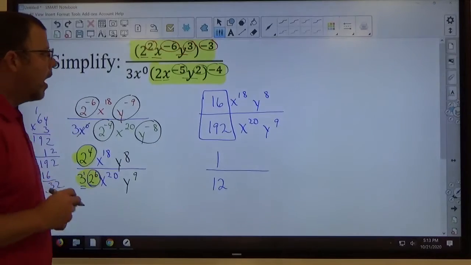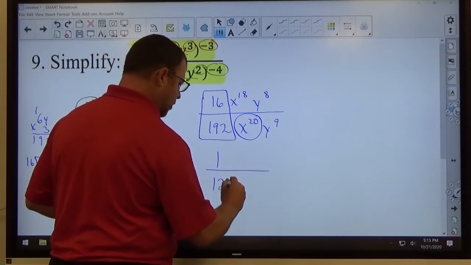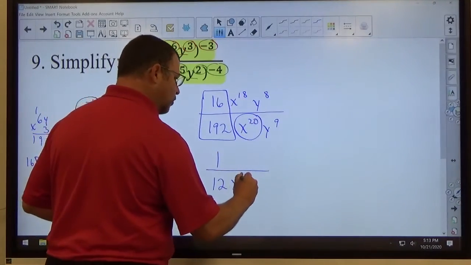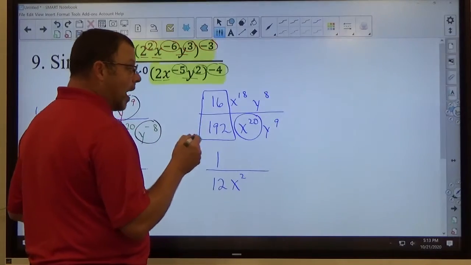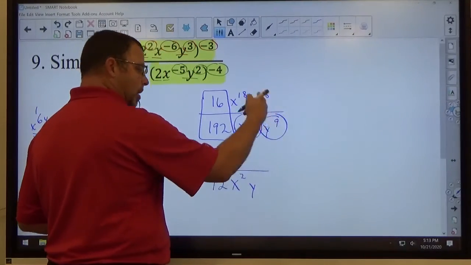All right. X belongs wherever the higher power is. This is the higher power of x, so x belongs in the bottom. I take the big minus the small power. 20 minus 18 is 2. Y belongs wherever the highest power of y is, which is the bottom, so y belongs in the bottom. Big minus small, 9 minus 8 is 1.